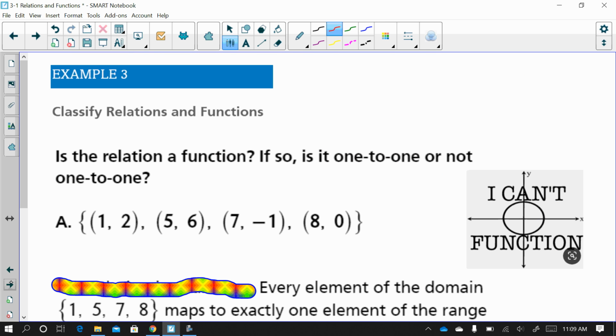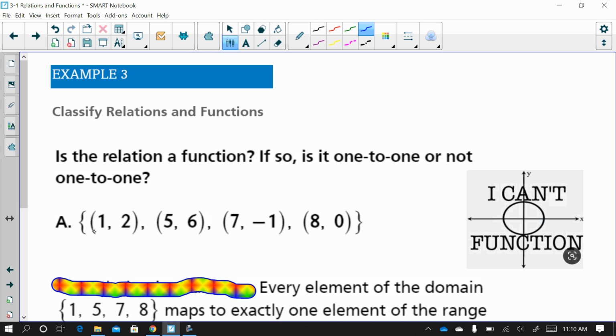All right, moving on. We're going to classify relations and functions. The first thing we have to decide with some problems is: is it a function? Remember, a function means every x only has one y. No cheating x's. Then if it is a function, we're going to talk about whether it is one-to-one or not one-to-one. So the first thing, let's look at: is it a function? Remember, each x only has one y. I don't want any cheating x's.